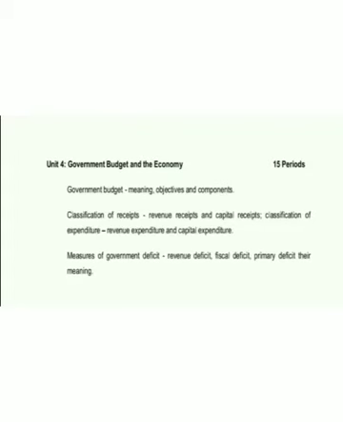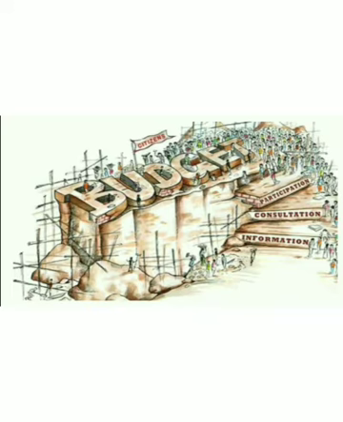As per the syllabus, we have to do government budget, meaning, objectives and components, classification of receipts, classification of expenditure, and the measures of government deficit: revenue, fiscal, and primary deficit. In order to do all these topics in detail, we will do these three parts in separate videos. This video will do the first part, that is meaning, objectives and components of government budget. So let's start with it.